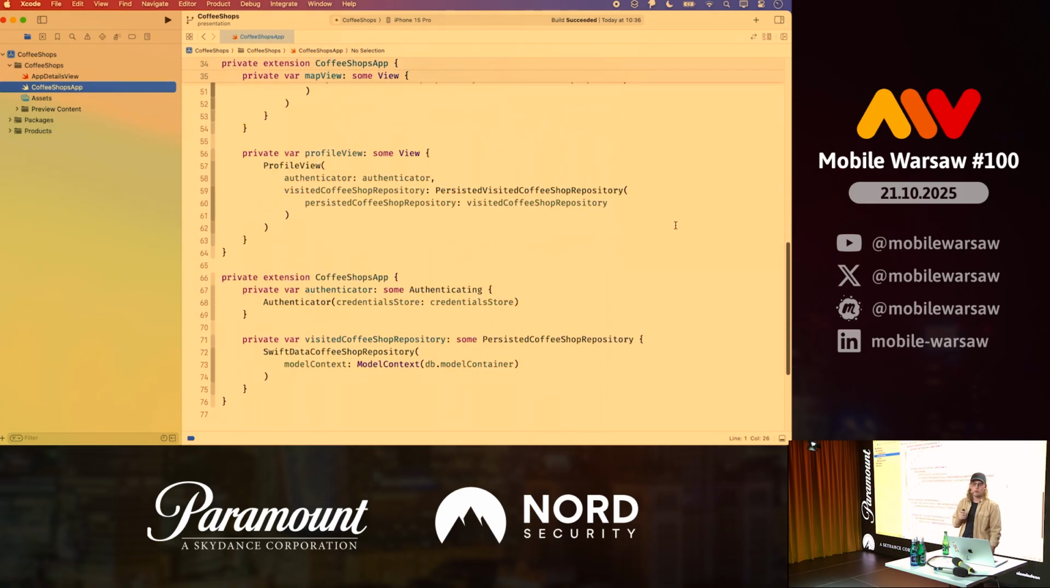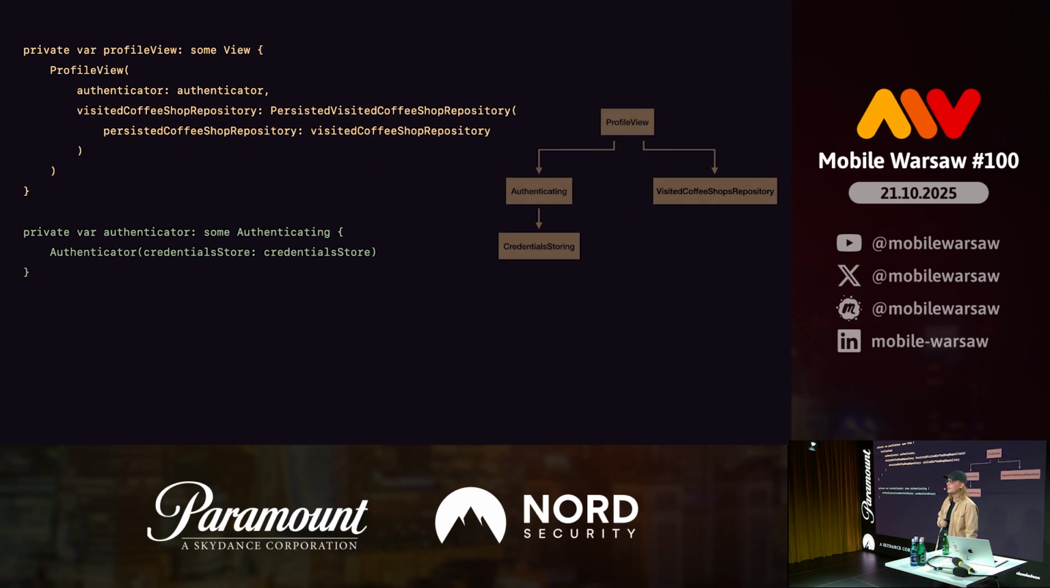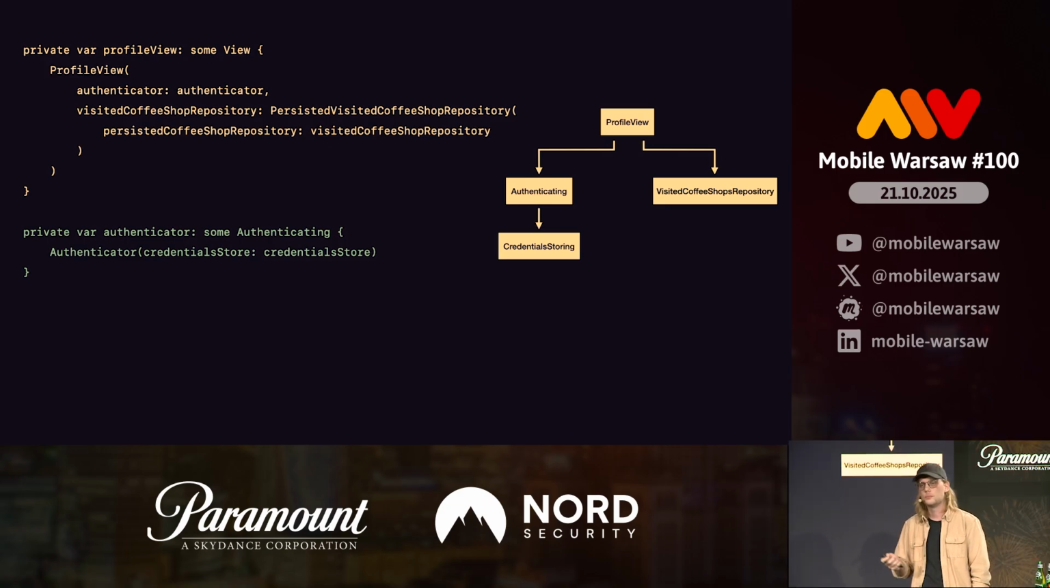So let's have a look at two of our remaining composers. I want to show you the authenticator composer that we've already used a couple of times. And I want to do this to show you the benefit or the advantage of having tiny composers like this, because this is a tiny composer. It just returns a single object. So the authenticator creates and returns an object conforming to the authenticating protocol. So authenticator is a property on our app, returns some authenticating, specifically an authenticator.